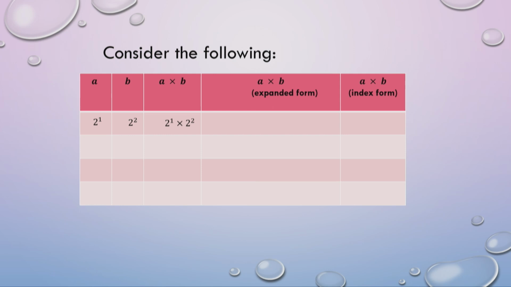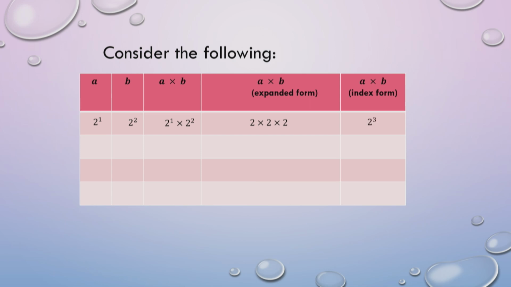Now, if I have to write it in expanded form, I will have 2 for 2 to the power of 1, and for 2 to the power of 2, it will be 2 times 2. So this is the expanded form. Now, if I have to write it in index form, it will be 2 raised to the power of 3.